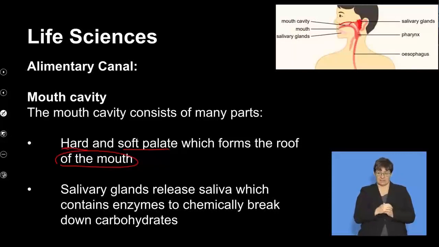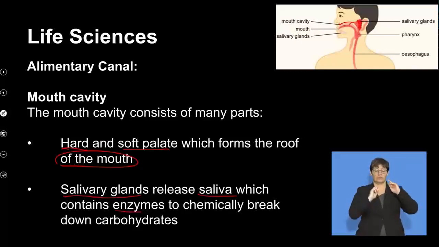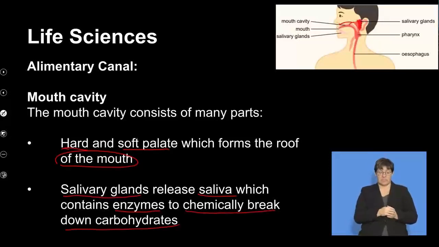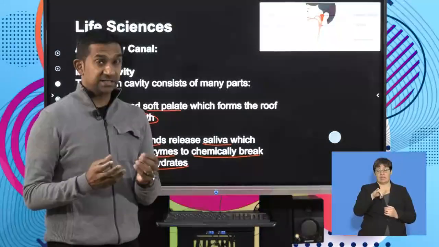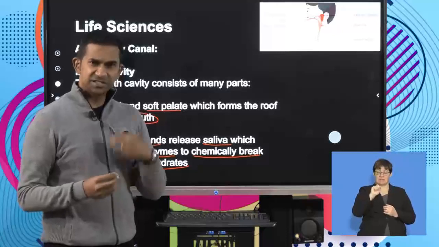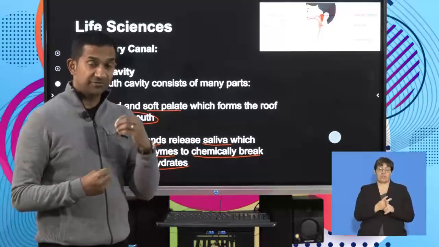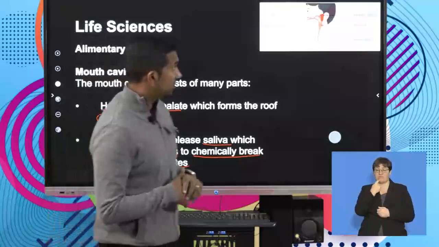We also have 3 pairs of salivary glands, and these release saliva, which again contain enzymes which chemically break down your carbohydrates. So the first process of chemical digestion starts in the mouth, where the salivary glands produce an enzyme called amylase, which starts the production of enzymes to digest carbohydrates.